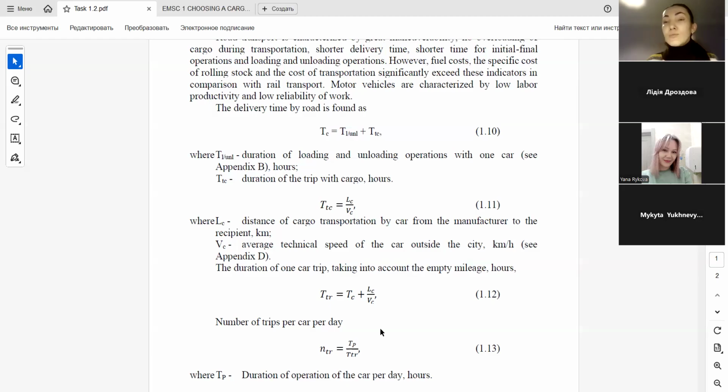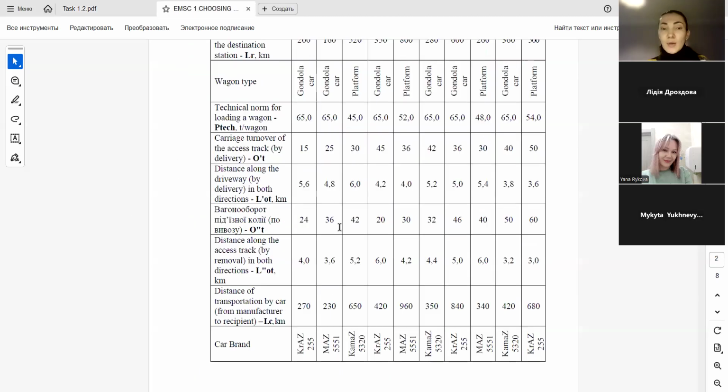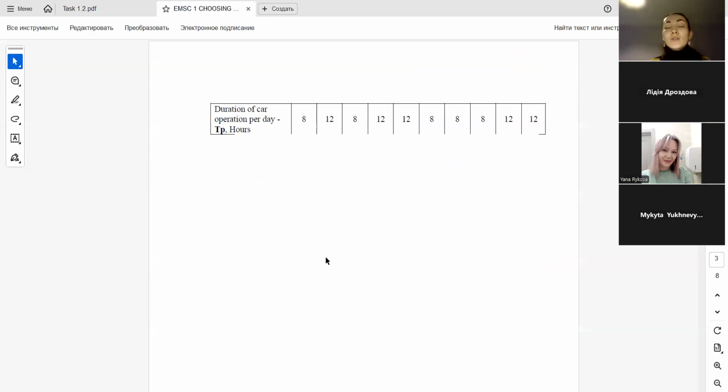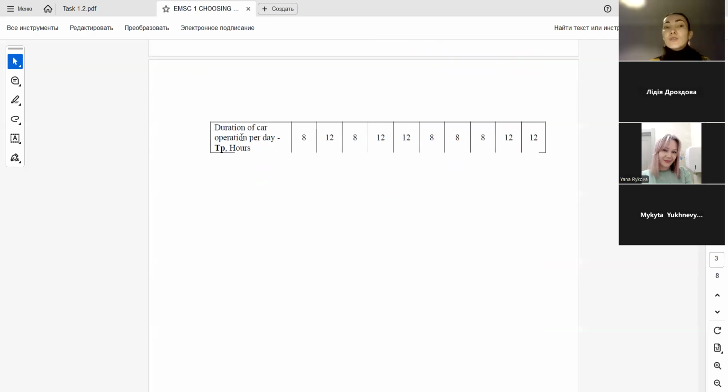We need to find this information in our table for our variants, because for different variants the working time of this car transportation company could be different. I opened our table 1.1 and we need to find the last line of our table: T with index r, the duration of car operation per day in hours. The first variant is the first column, the last is the tenth variant. Please find your variant, because I did not write it here.